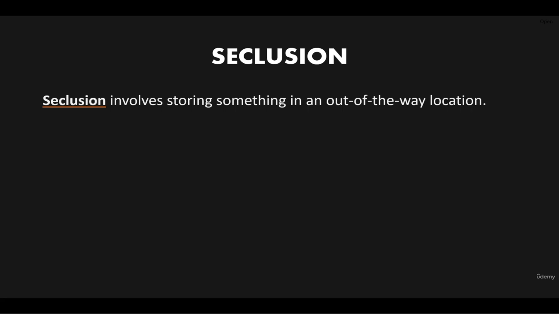Our next concept, seclusion, is very much related to isolation. The difference is an admittedly small nuance. Seclusion involves storing something in an out-of-the-way location. Unlike isolation, it focuses on one object, making sure it is quote unquote out of the way, as the definition says. Isolation, on the other hand, is more like an overall approach that applies to all, whatever it is we're talking about, either all data or all assets, while seclusion focuses on a singular object.